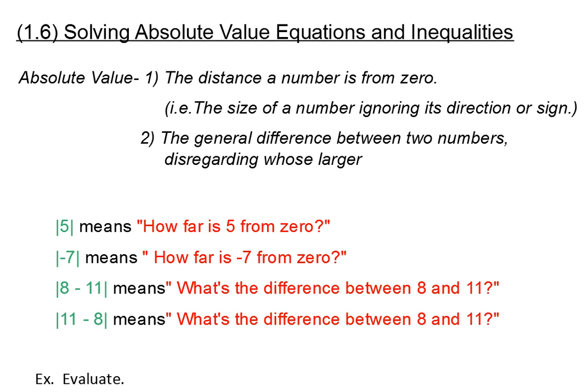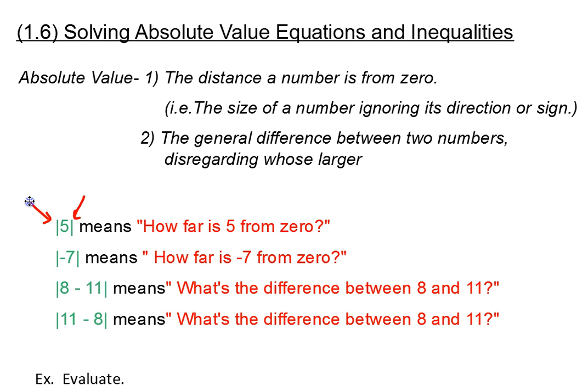One idea is an absolute value of a number is just the distance that number is from zero. In other words, it's the size of a number, ignoring its direction or sign. Another idea you might want to think about, it could be just the general difference between two numbers, disregarding who's larger. You'll talk more about that in classes like chemistry. All right. Folks, absolute value, we use these little bars on each side of the number, and you know this, I think, right?